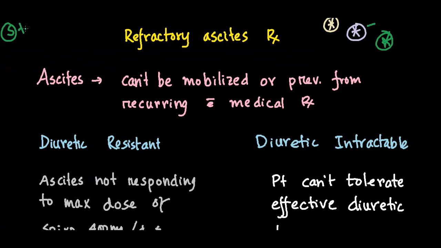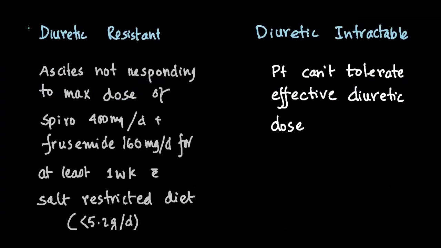And what do you call an ascites refractory? A refractory ascites is a situation where the ascites can't be mobilized or can't be prevented from recurring despite medical therapy. This can be divided into two types. One is the classic one, diuretic resistant ascites, and another one is diuretic intractable. So let's first talk about the diuretic resistant ascites.